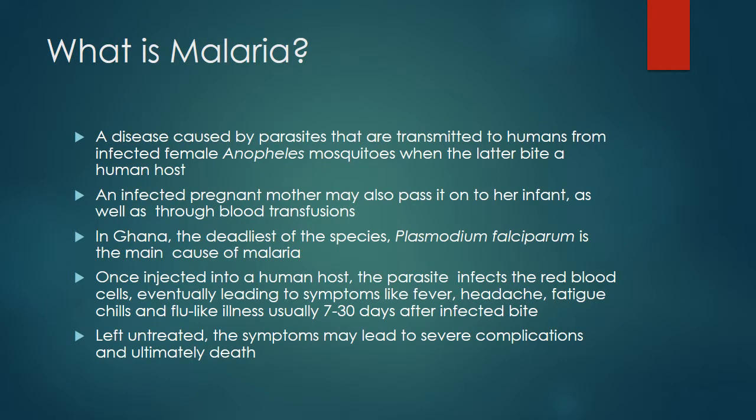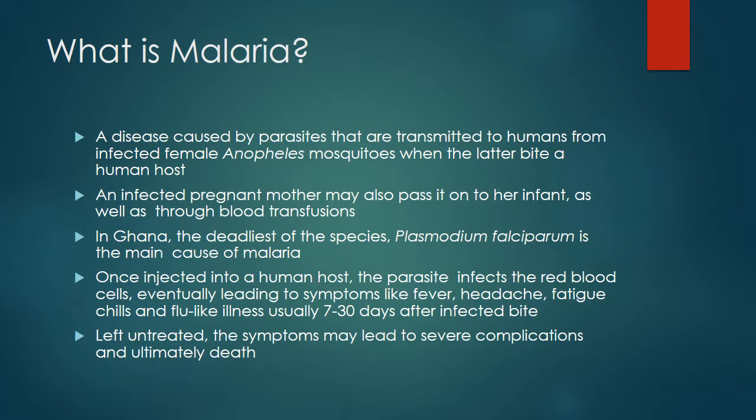What is malaria? It is a disease caused by parasites that are transmitted to humans from infected female Anopheles mosquitoes when the latter bite a human host. An infected pregnant mother may also pass it on to her infant, as well as through blood transfusions. May I point out that the male Anopheles mosquitoes do not transmit the parasite.